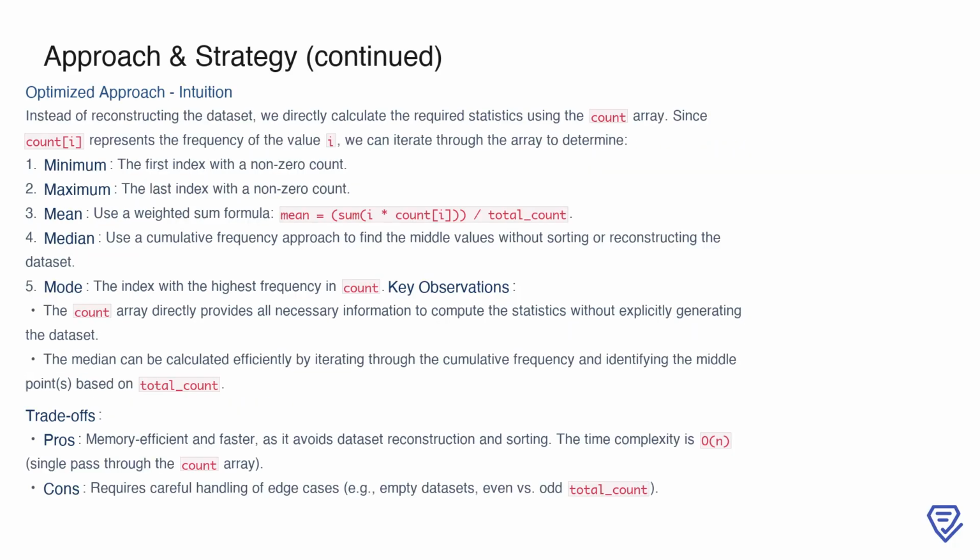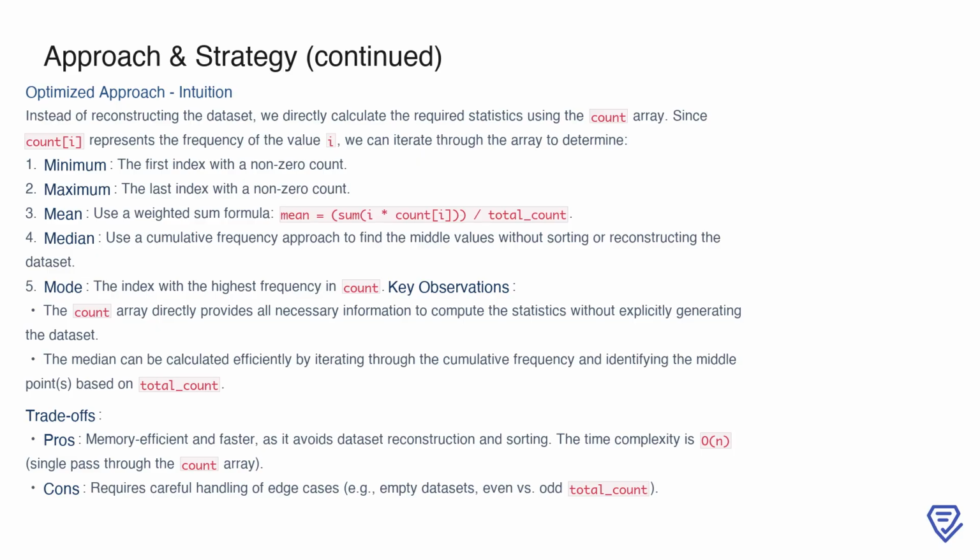A more efficient solution is the optimized approach, which avoids the inefficiencies of dataset reconstruction. Instead of rebuilding the dataset, we calculate the required statistics directly from the count array. Since each index in the array corresponds to a specific value and its frequency, we can extract the statistics by iterating through the array once. For example, the minimum can be determined by finding the first non-zero index, and the maximum is the last non-zero index. The mean is calculated using a weighted sum formula, dividing the sum of values weighted by their frequencies by the total count of elements.